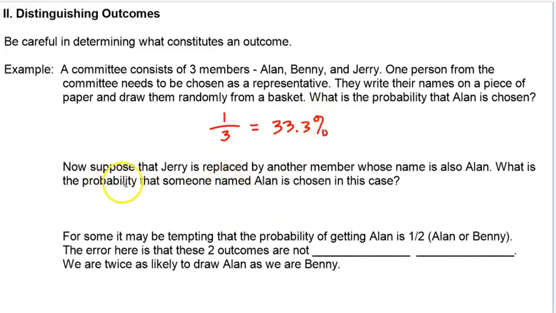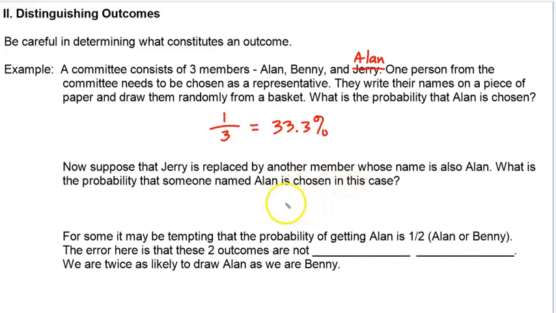Now let's change the scenario a little bit. Suppose that Jerry is replaced by another member whose name is Alan. So instead of Alan, Ben, and Jerry, we have 2 Alans, 2 different Alans. What's the probability that someone named Alan is chosen?